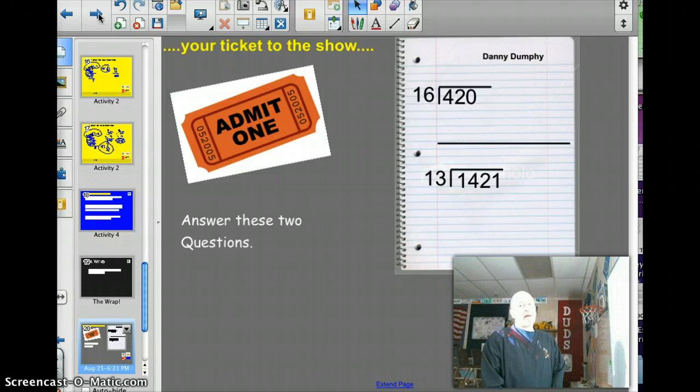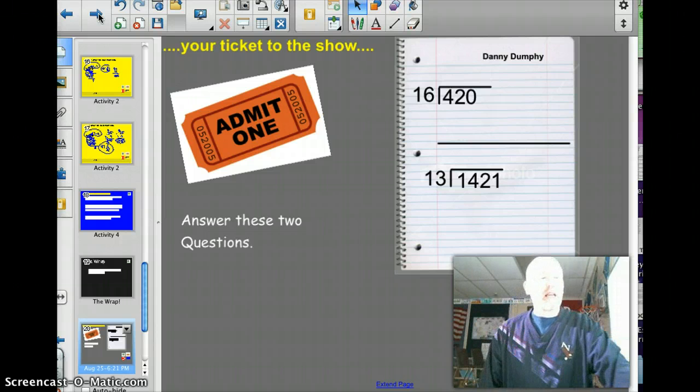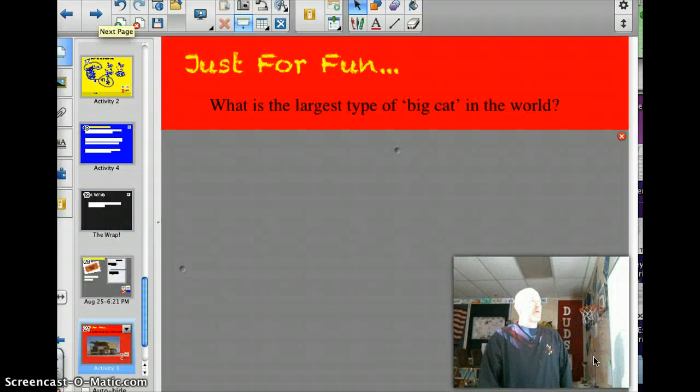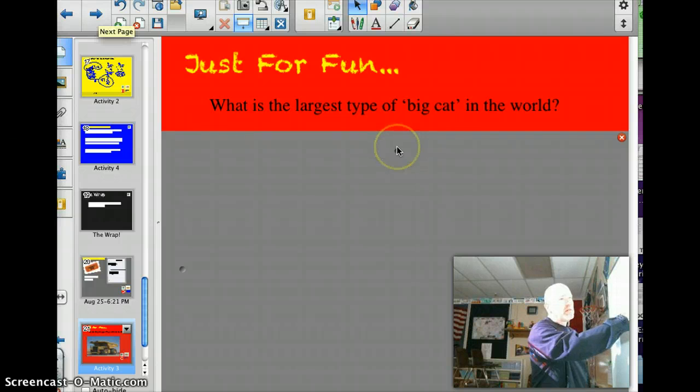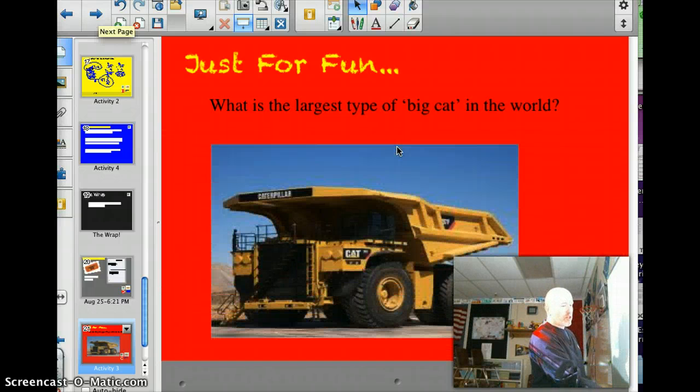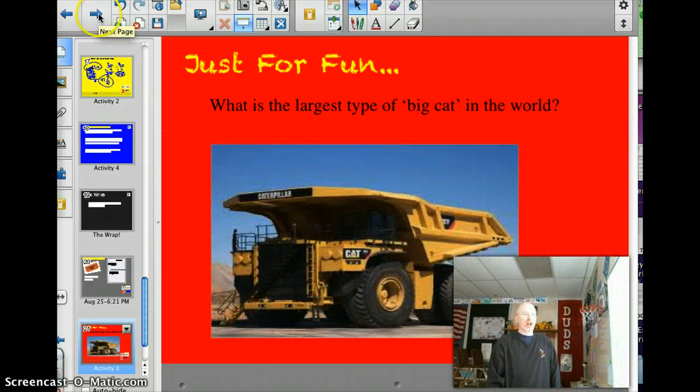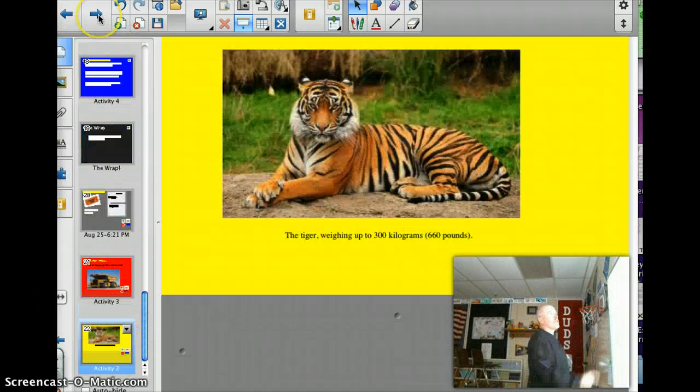All right, I'm back. Let's go to get the answer to that just for fun question. Here we go. What is the largest type of big cat in the world? I know many of you were thinking like lion or jaguar. Actually, the largest type of cat in the world would be this ginormic cat dump truck. But that's not the kind of cat we're talking about. Actually, the largest type of cat is a tiger, which weighs up to 300 kilograms or 660 pounds.